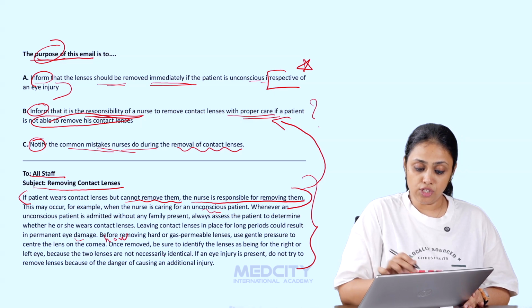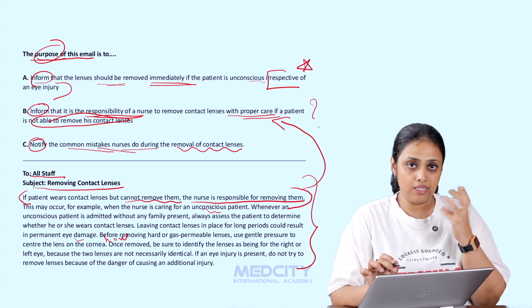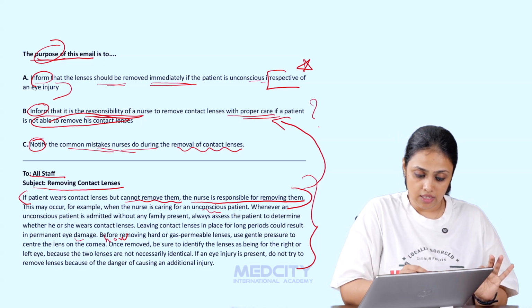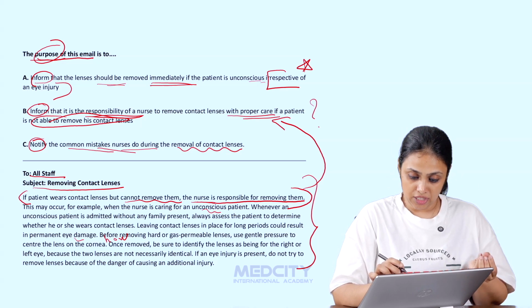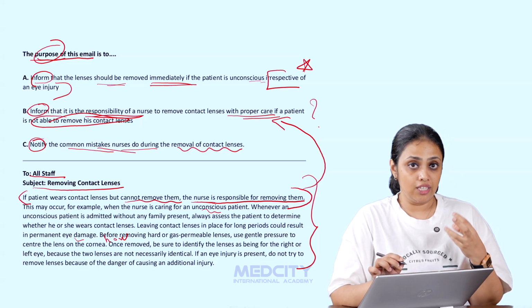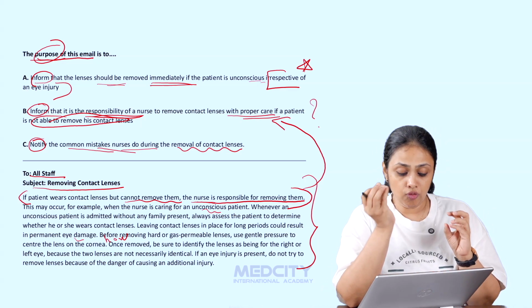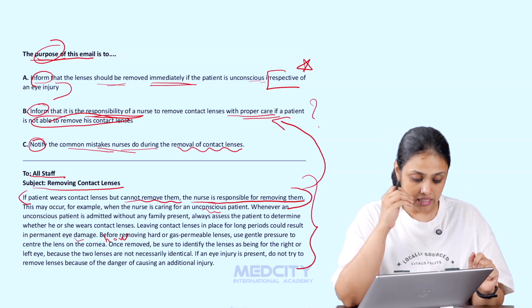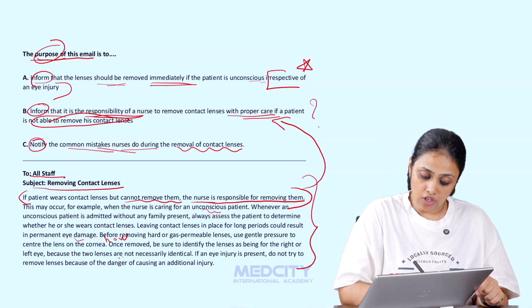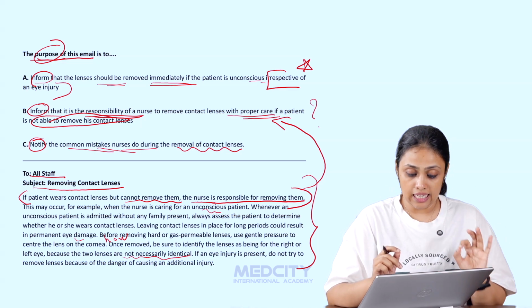Then once removed, be sure to identify the lenses as being for the right or the left eye. It is already said that it is the nurse's responsibility, and how to remove has been mentioned here. Then the precautions or steps that should be taken after the removal: once the lens has been removed, they should clearly identify whether they have taken it from the left eye or the right eye, because the two lenses are not necessarily identical, and they need to know from which eye they have removed it.